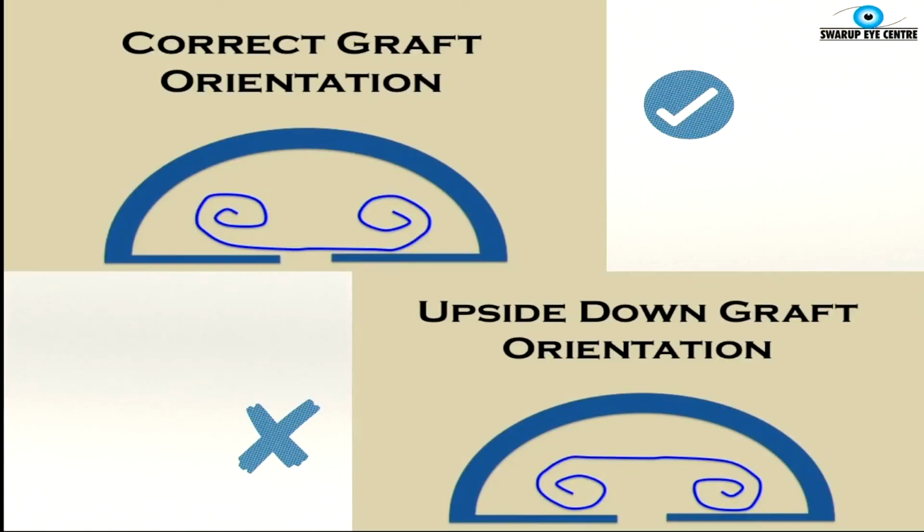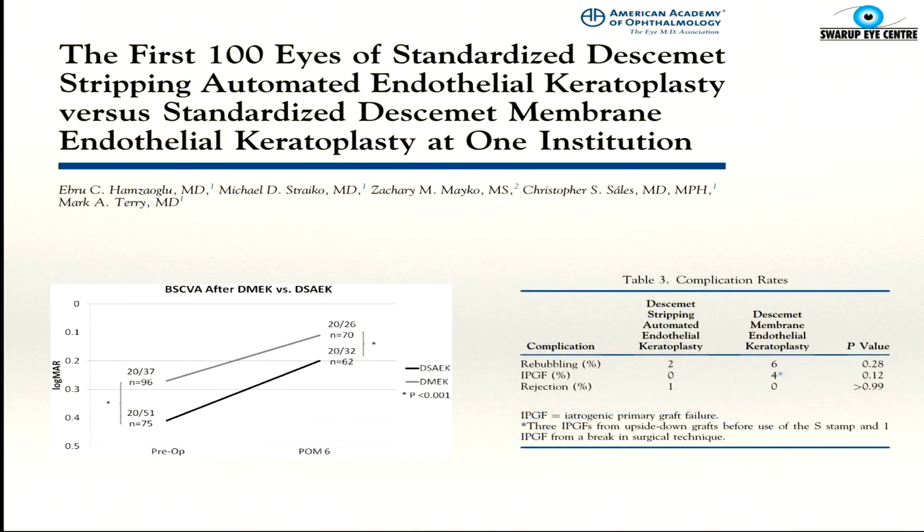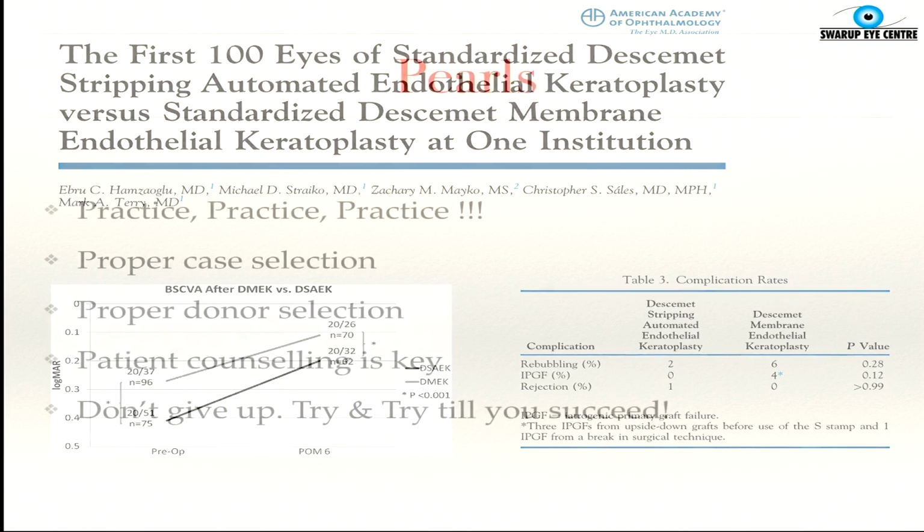So this is an important slide showing the correct orientation. Descemet membrane always tends to scroll with the endothelium out. And this is the way it should be oriented for it to be the correct way. And if it is oriented this way, that means it's the wrong way and we need to invert the graft. So results, the study, I think I'll just move on in interest of time.